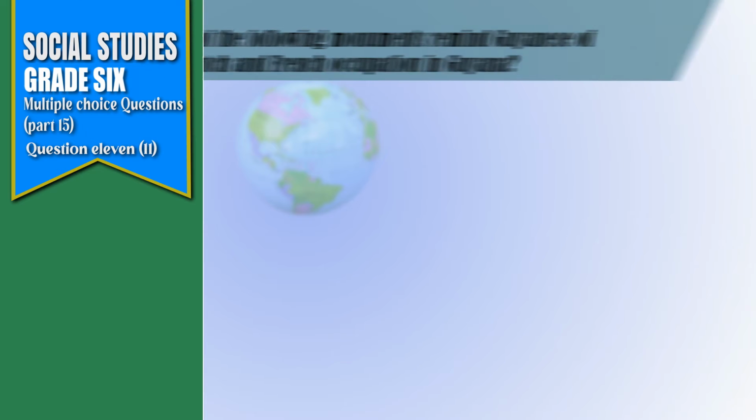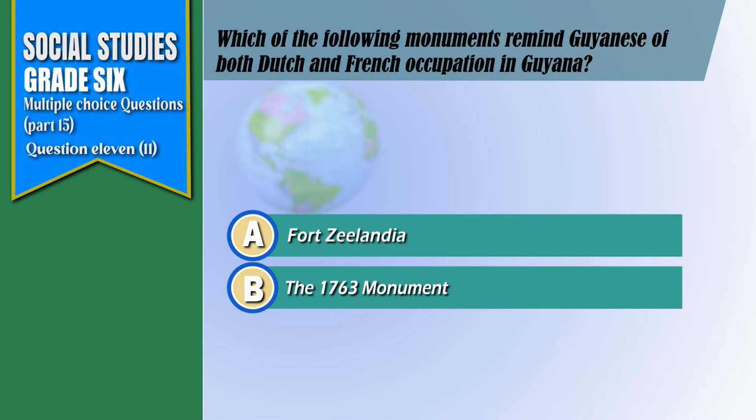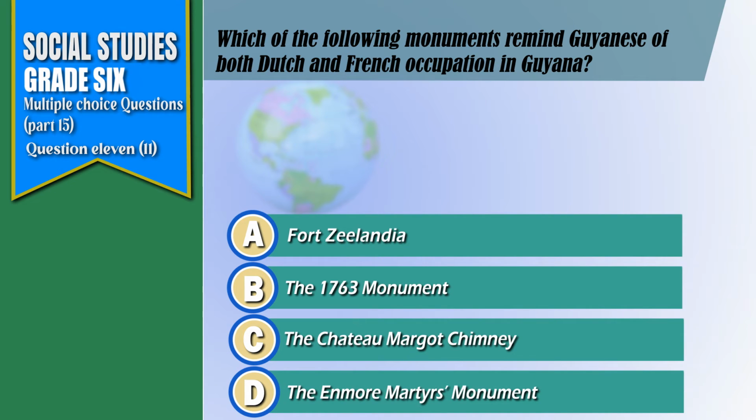Question 11. Which of the following monuments reminds Guyanese of both Dutch and French occupation in Guyana? A, B, C, or D?